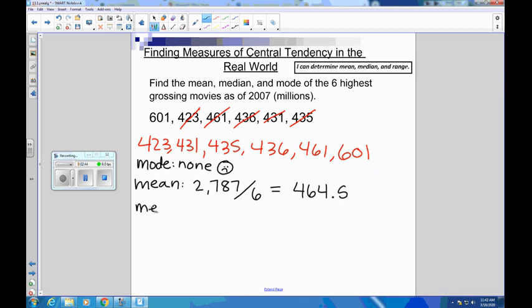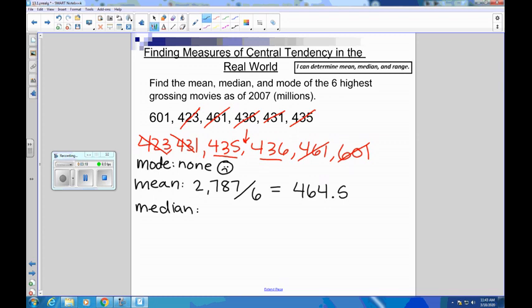Then the median, we already have our data from least to greatest. Now we're going to find which number falls right in the middle. So I like to do this just by working our way in. I start with both ends. So I have 423 and 601. Those cancel each other out. Then I have 431, 461. Then I'm left with 2 in the middle. So our median is going to be right in between here.